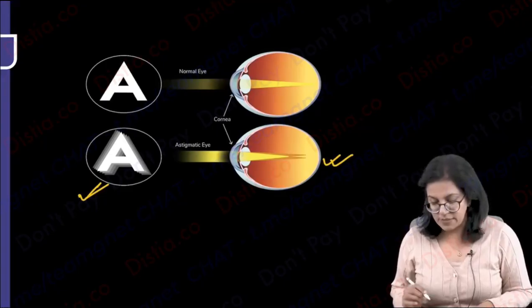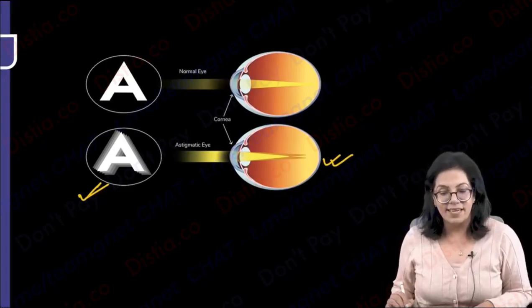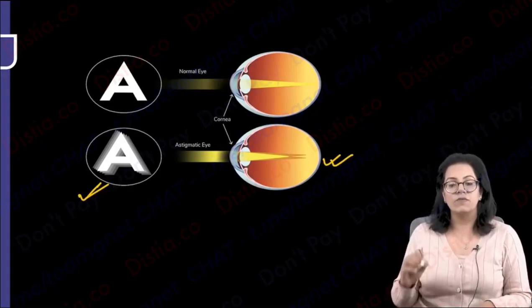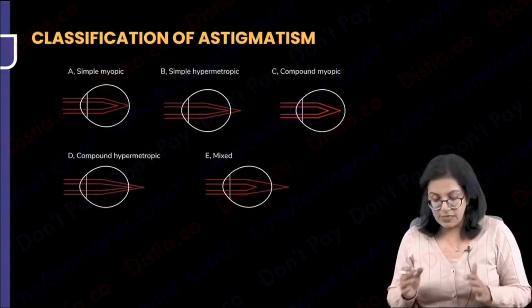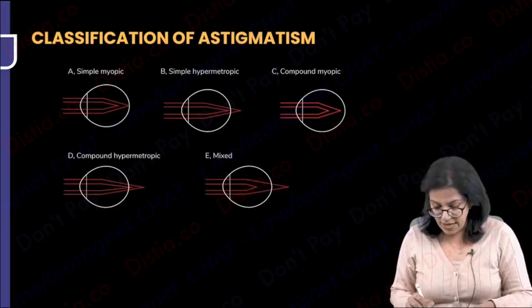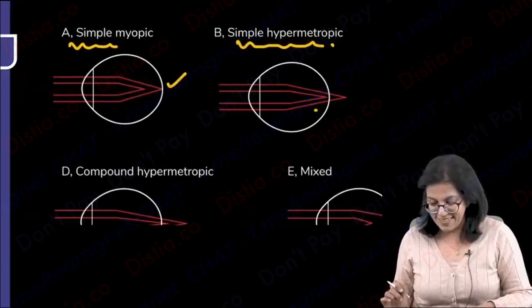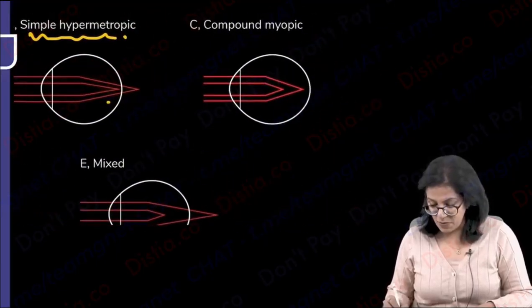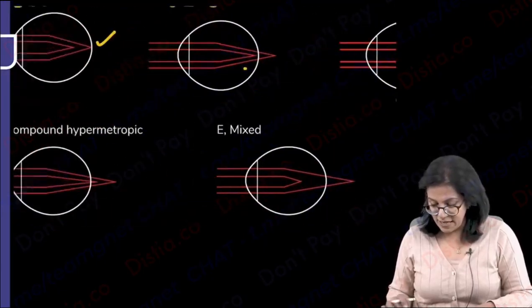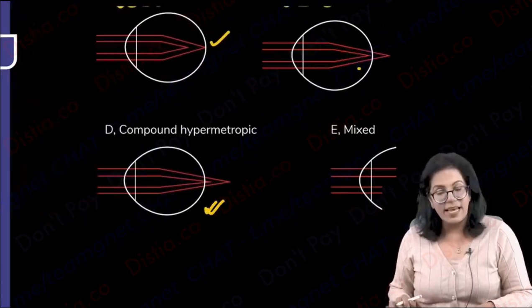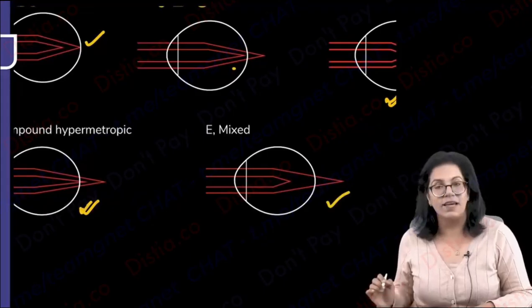This is how an astigmatism patient will look at this letter A. So please note down there are multiple focal points, more than one. This one is what I just discussed with you. If one axis is focused on the retina, the other is in front of the retina, this is simple myopic. When one is behind the retina and the other is on the retina, this is simple hypermetropic. I hope it's very clear. Then compound myopic means both are in front. Compound hypermetropic, both are behind. And mixed means one is in front and one is behind.